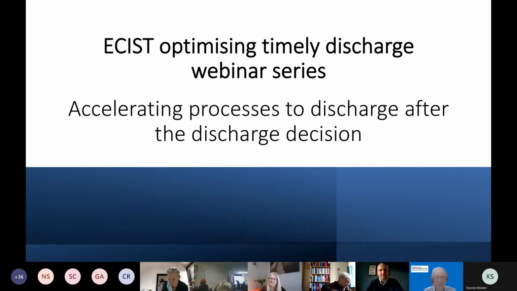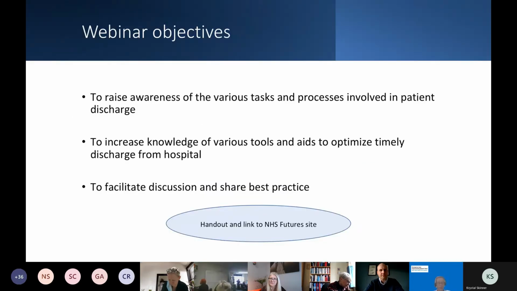If we can start the slides, if that's okay, Crystal, thank you very much. So just to highlight a couple of the objectives, you can read there, but the idea is to raise awareness of the various tasks and processes as an MDT rather than in our professional silos. We're going to highlight some of the various tools and aids that are available. And at the end of today's webinar, there will be a handout. We'll put the handout in the chat room, but we'll also email everyone who's attended at the end. And the idea of today's webinar is to facilitate discussion and share best practice.